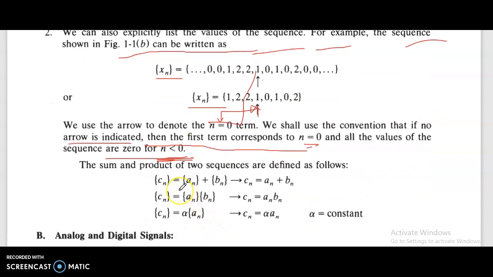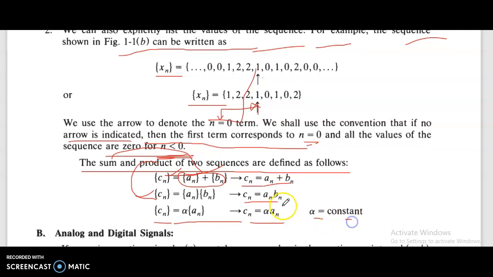The sum and product of two sequences are defined as follows. Cn equals an plus Pn, for the sum. The product is Cn equals an into Pn. And then Cn equals alpha of an, where alpha is a constant.